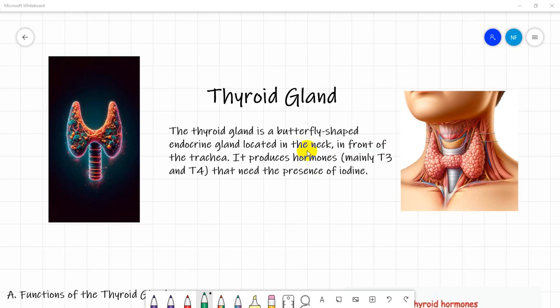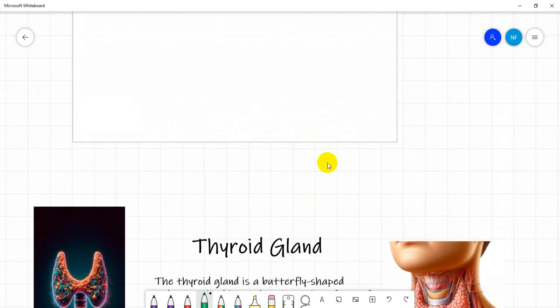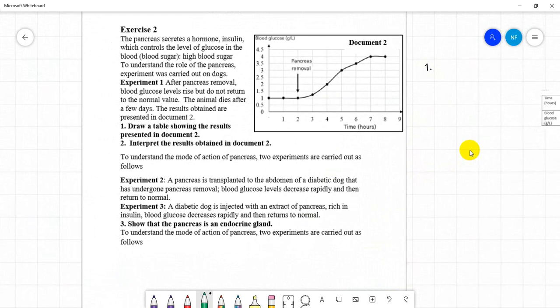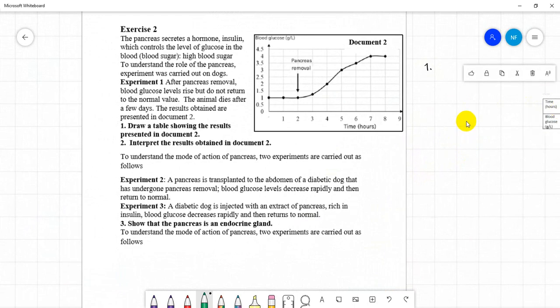Today we will be speaking about the thyroid gland, but first of all we will be solving the application related to the pancreas from previous time. The pancreas secretes a hormone called insulin that controls the level of glucose in the blood. So we have a hormone called insulin that regulates the blood glucose. Actually, it's used in case of high blood sugar, in the case of hyperglycemia, where it decreases the percentage of glucose in the blood.